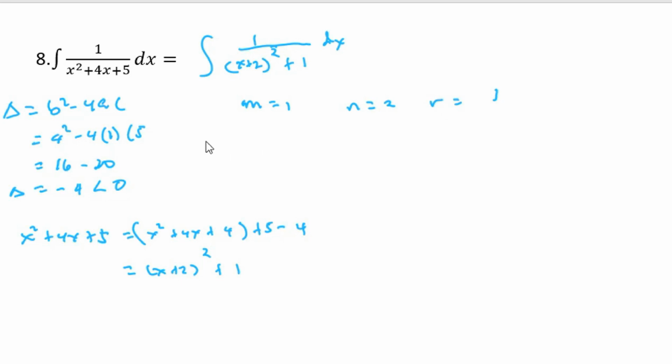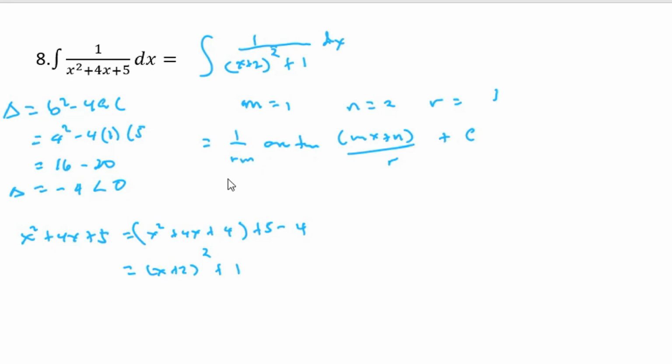So the formula says that we are going to use this as 1 over rm of r tangent of mx plus n over r plus a constant. Or you can use the negative 1 over rm of r cotangent of mx plus n over r plus a constant instead of this. But I prefer to use the positive side, so we can write now the arc tangent.